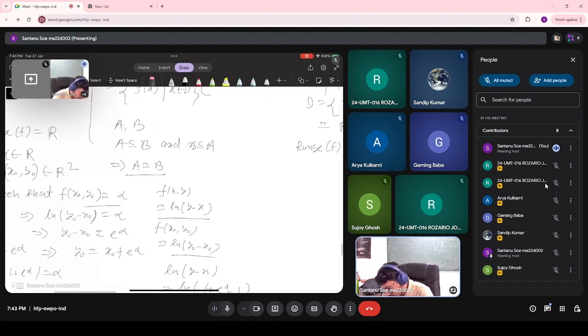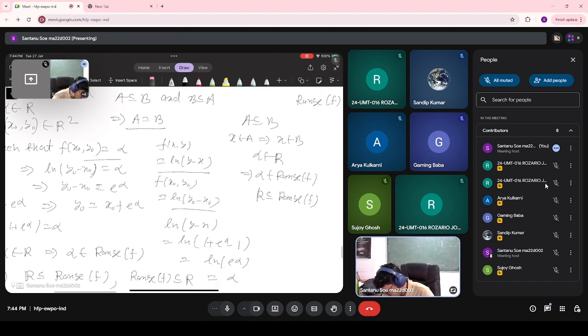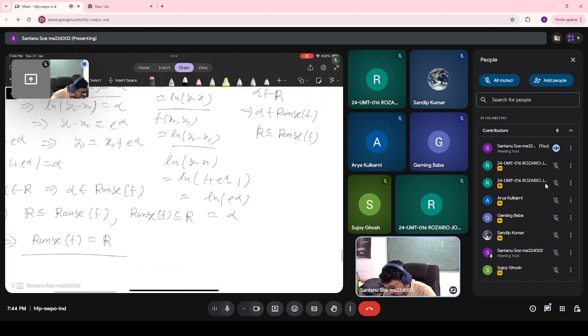Now, for example, if you want to show A is a subset of B, then what are you going to do? You're going to take elements from A, and then you will show that they belong to B. So that's why I chose a number from R, and then I showed that it belongs to the range of F. So that will imply R is a subset of the range of F. Is it clear, or should I go to the next question?